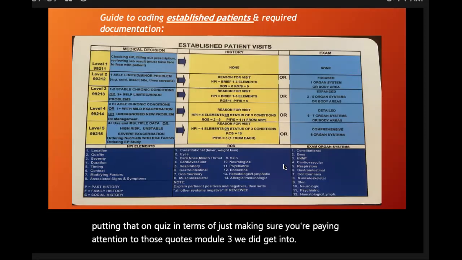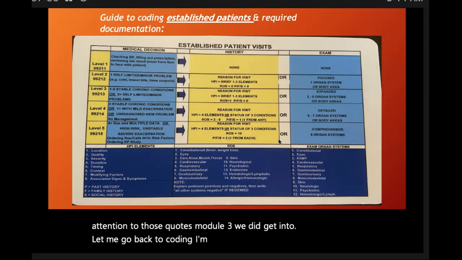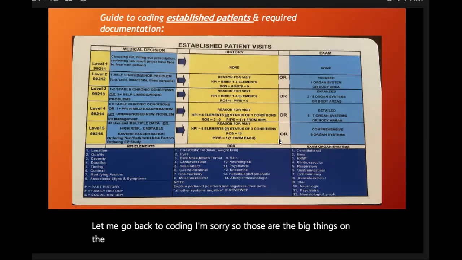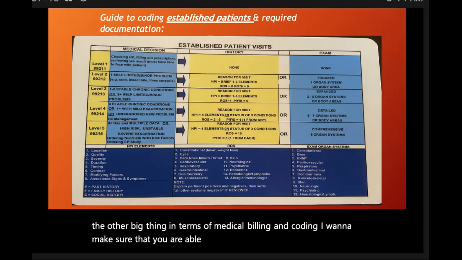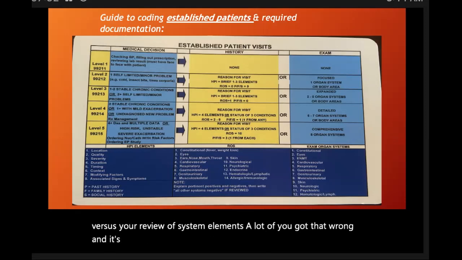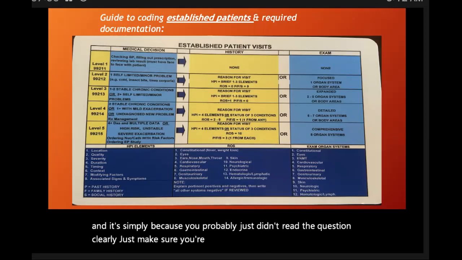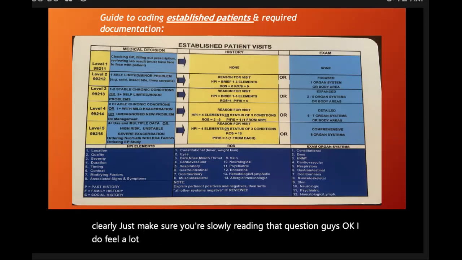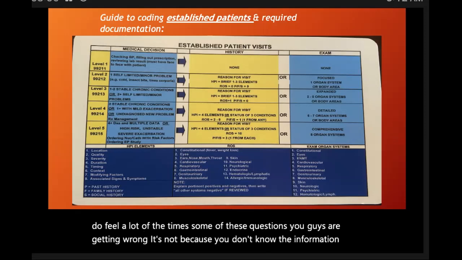Actually, let me go back to coding, I'm sorry. So those are the big things. The other big thing in terms of medical billing and coding, I want to make sure that you are able to differentiate your HPI elements versus your review of system elements. A lot of you got that wrong, and it's simply because you probably just didn't read the question clearly. Just make sure you're slowly reading that question, guys, okay? I do feel a lot of the times some of these questions you guys are getting wrong, it's not because you don't know the information, it's just because you're not really reading the question right.